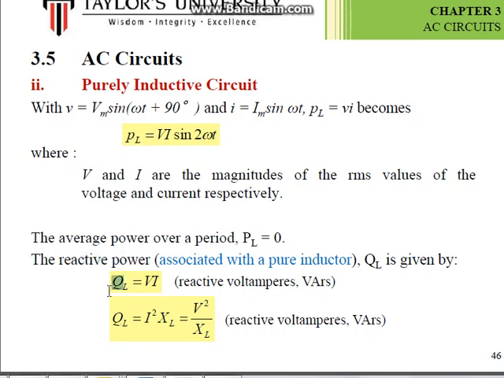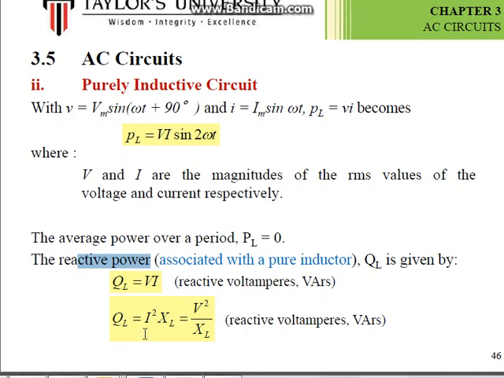For the resistive circuit we looked at just now, power is denoted by capital P, where capital P equals VI. In this case it's also still VI, but the representation is called differently now. For an inductor, anything to do with an inductor, we call it reactive power, and reactive power here is denoted by QL.